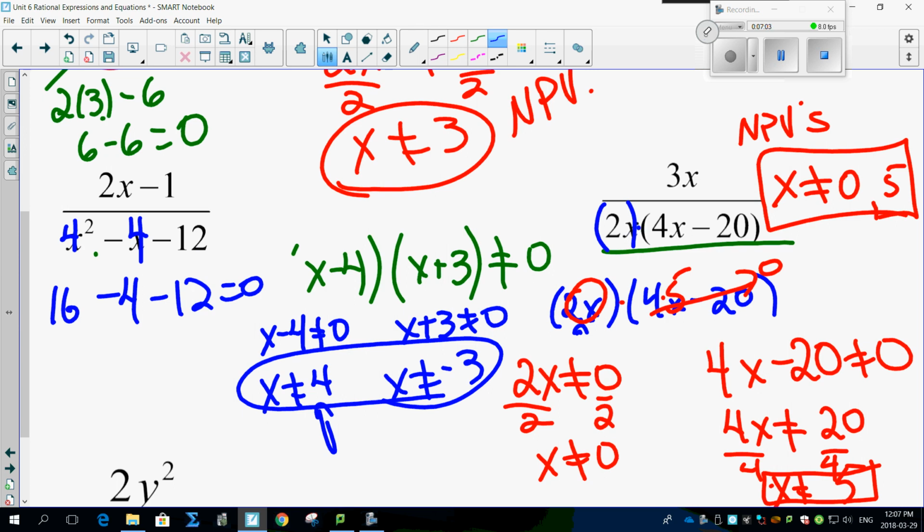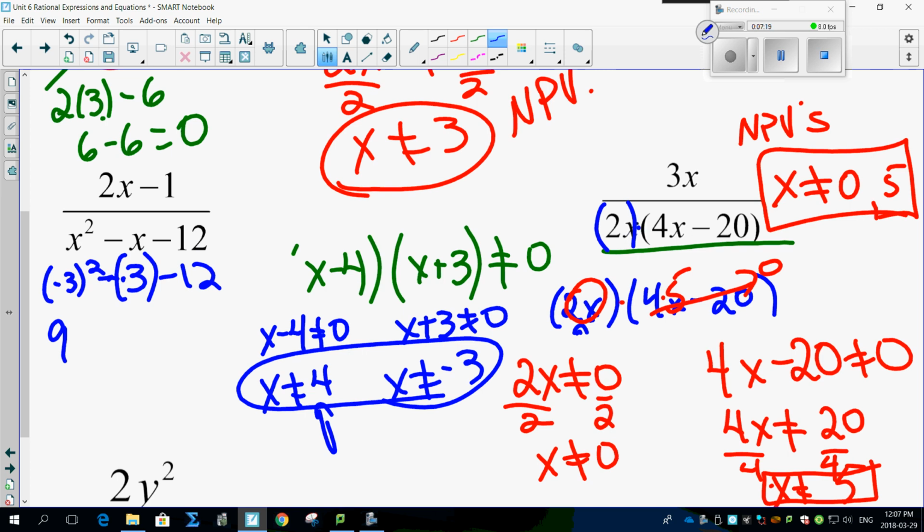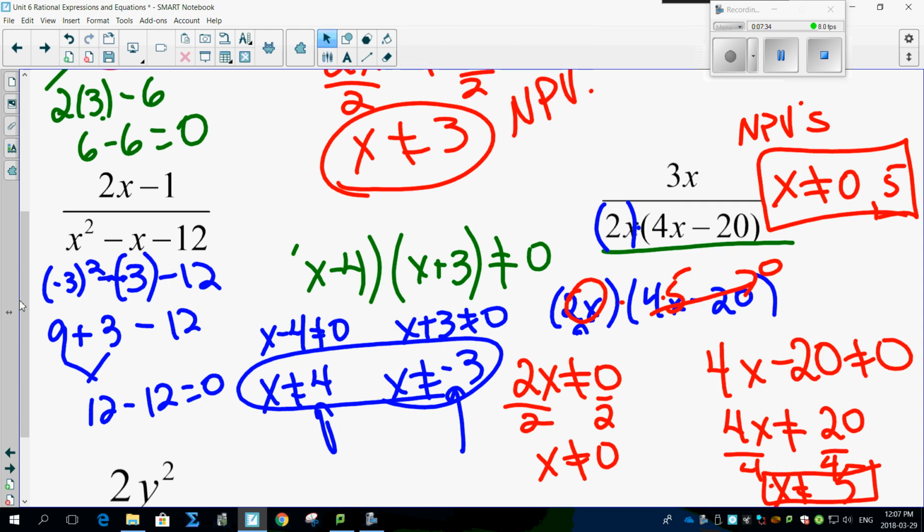Same thing goes with minus 3. Let's try the minus 3. Look, if you put minus 3 in here, right? Minus 3 squared, minus minus 3, minus 12. Oh, that's a minus minus, by the way. All right, so this is 9. Minus a minus makes it plus. Minus 12, look. 9 and 3 is 12. 12 minus 12, guess what? Equals 0. So this is another one you can't have. It's just telling you if you put those values in, you're going to get a denominator of 0, and things aren't going to look very pretty.